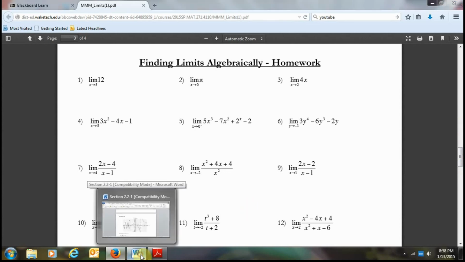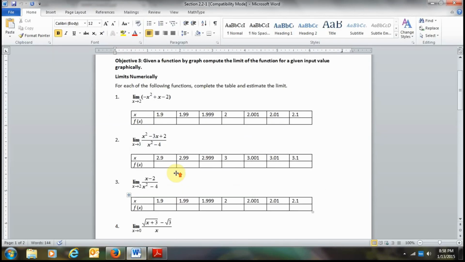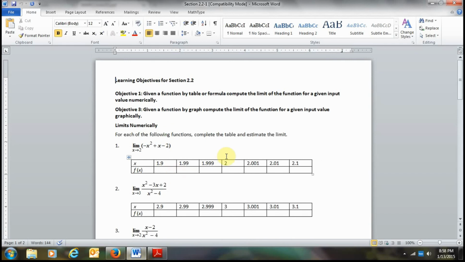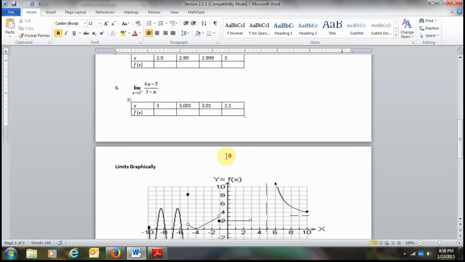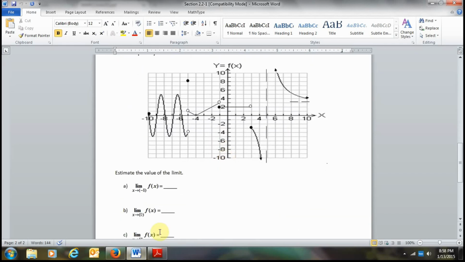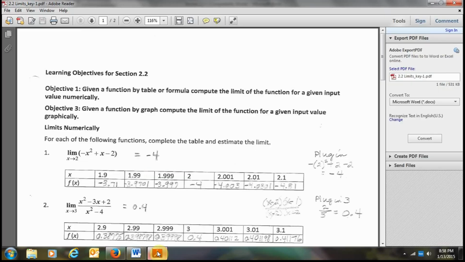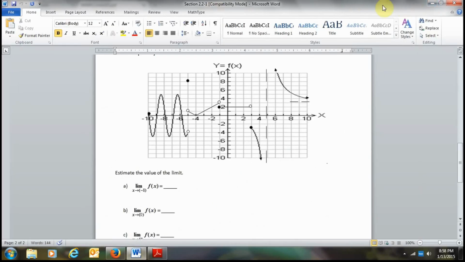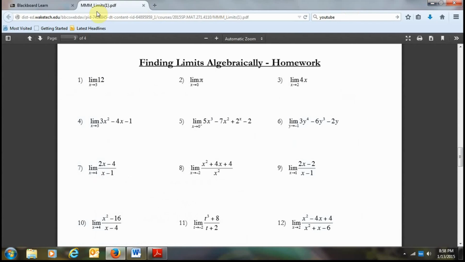If you would complete those 3 things. The first thing we talked about was this document, learning objectives for section 2.2. Try those in the table. Do the ones on the graph, and do 1 through 14 on the limits for Master Math Mentor. Then that will be enough for class for Wednesday, and we'll continue with the rest of what we need to do for limits on Friday. So that will be enough work for you.